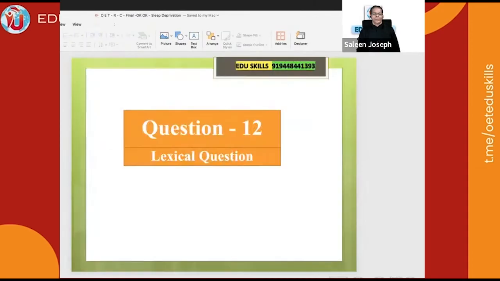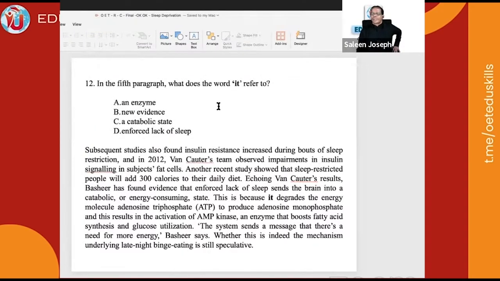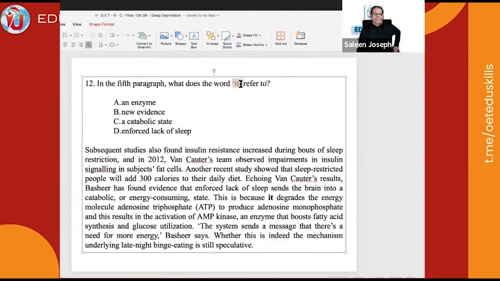Okay. Going to the next question. Again, a lexical question. Now let's check where the word is. It is the highlighted word. Are you seeing the screen? Yes, Father. Okay. It is the highlighted word. Where do you have the highlighted word in the text? In the middle.